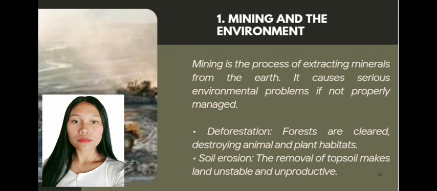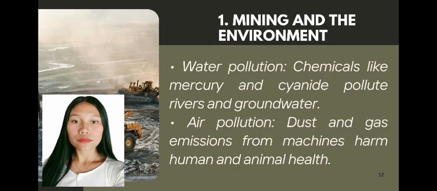Soil erosion becomes a problem because when trees and plants are removed, the topsoil becomes loose. This makes the land unstable and unfit for farming or other uses. The third one is water pollution.